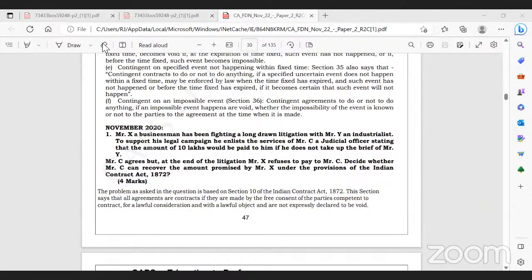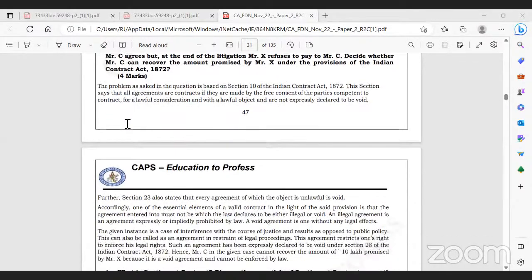Problem: Mr. X, a businessman, has been fighting a long-drawn litigation with Mr. Y, an industrialist. To support his legal campaign, he enlists the services of Mr. C, a judicial officer, stating that the amount of 10 lakhs would be paid to him if he does not take up the brief of Mr. Y. Mr. C agrees, but at the end of the litigation, Mr. X refuses to pay Mr. C. Decide whether Mr. C can recover the amount promised by Mr. X under the provisions of the Indian Contract Act 1872. Read the answer. He cannot claim, but read on.